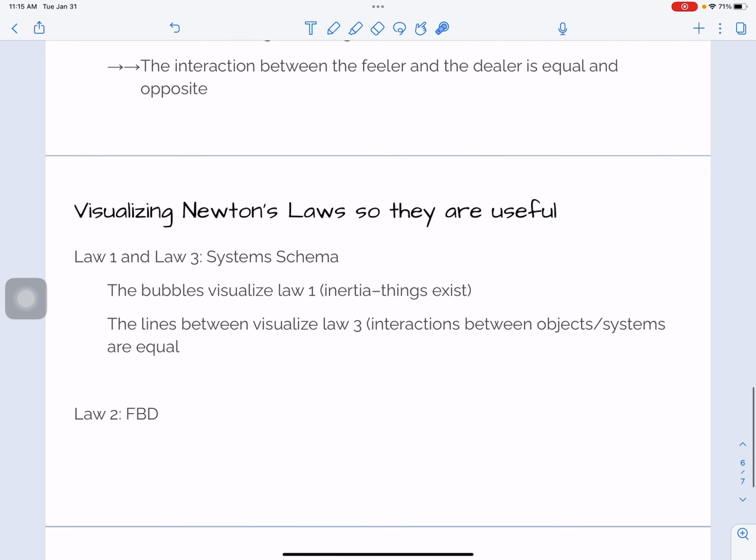So we need to visualize these laws so that they are useful, because just Newton 1, 2, 3, it's like, whatever, who cares? And so the way that we visualize law 1 and law 3, we use a system schema. System schema is the bubble diagram. So the bubbles visualize law 1, inertia or things exist. The lines between the bubbles visualize law 3. The interactions between objects or systems are equal. So laws 1 and 3 are visualized with the system schema, law 2 with the free body diagram.